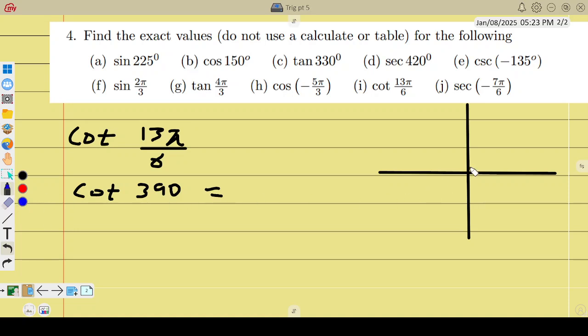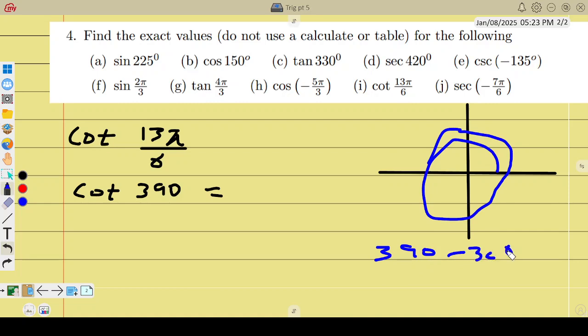390 is when you start moving past 360, so we continue going. It's now making another circle. This is 360, and it will continue making circles. So I have to subtract 390 minus 360. What do we get? We have 30. Remember not to use your calculator.